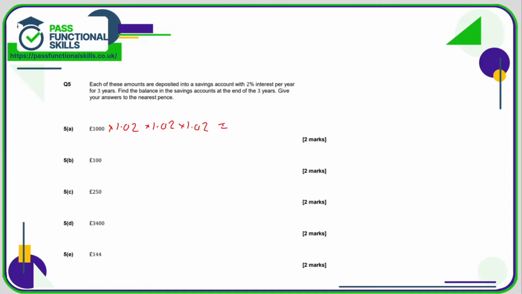£1,061.21. So all we need to do is exactly the same thing: multiply all of these by 1.02 times 1.02 times 1.02, or if you've got a fancy calculator, multiply by 1.02 to the power of 3, and we should end up with the following answers.